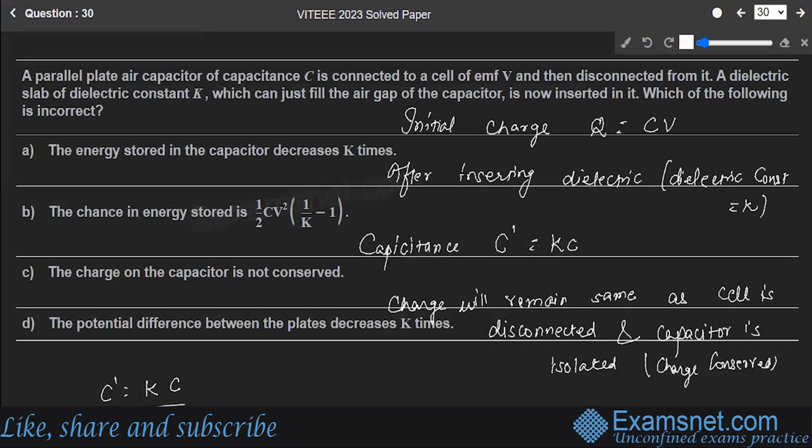It says the energy stored in the capacitor becomes K times. That's right. The change in energy stored is half CV square into 1 upon K minus 1. That's also correct. The charge in the capacitor is not conserved. No, this is conserved. This is wrong. The potential difference between the plates decreases K times. This is also right. So you have to find the incorrect one, which is option C, because this is the incorrect option.